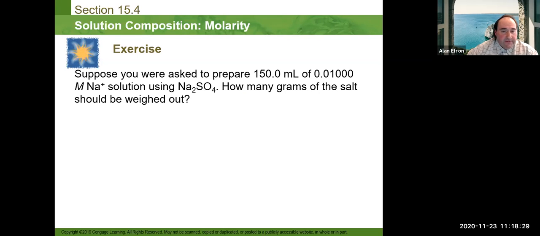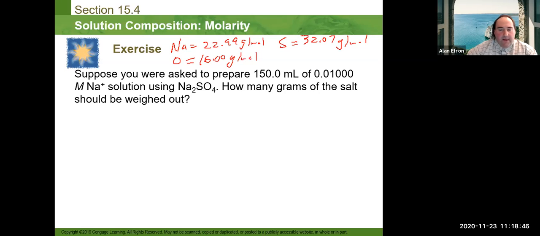I'm going to give you some numbers that might be helpful. Here's sodium, which is 22.99 grams per mole. We have sulfur, which is 32.07 grams per mole, and oxygen, which is 16 grams per mole. All right, so take a few minutes here and see what you come up with, then we'll talk about it. And obviously, if you have questions, feel free to ask.